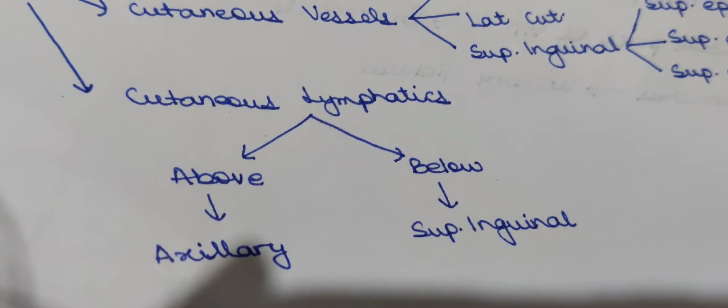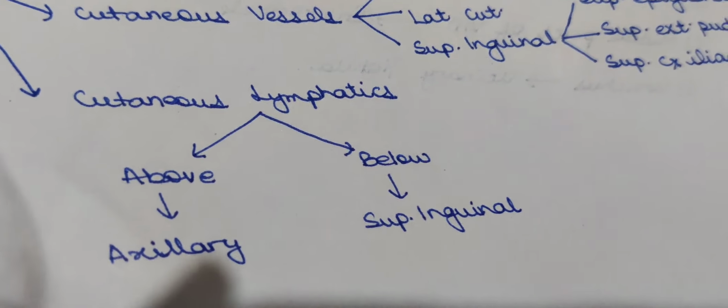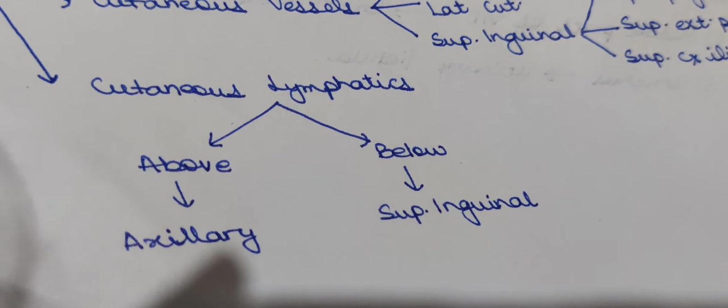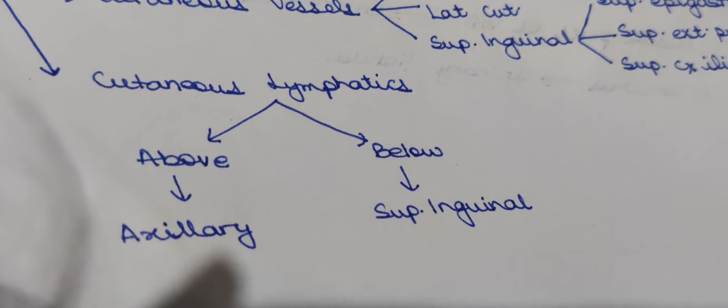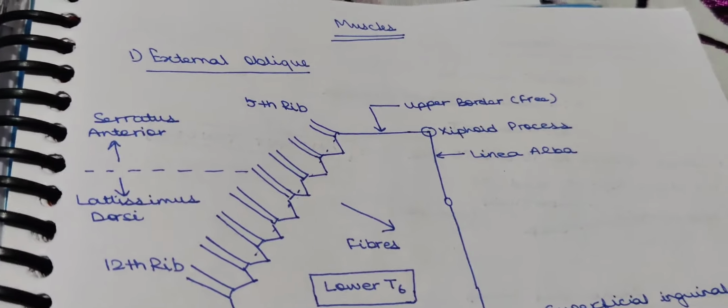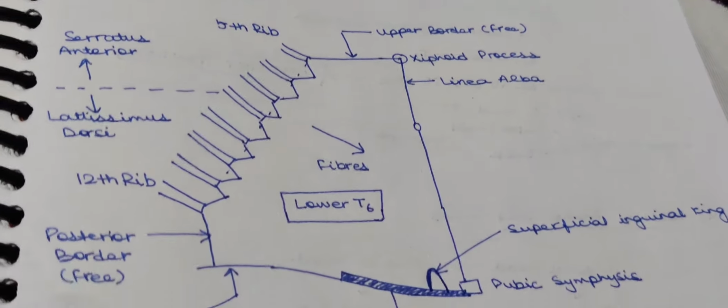Then there are cutaneous lymphatics. Above the level of umbilicus they drain into axillary lymph node, and below the level of umbilicus they drain into superficial inguinal lymph node. Now let's see the muscles of the anterior abdominal wall. First is the external oblique.